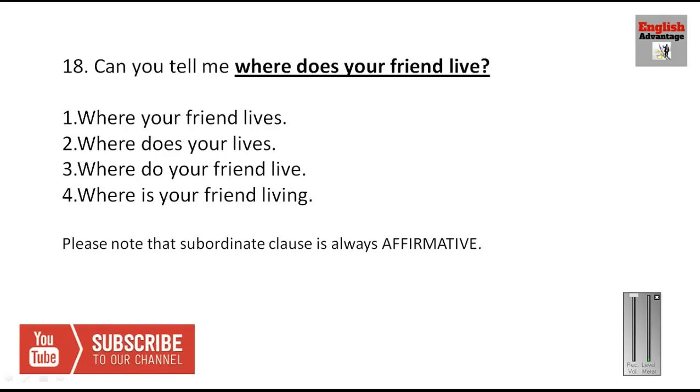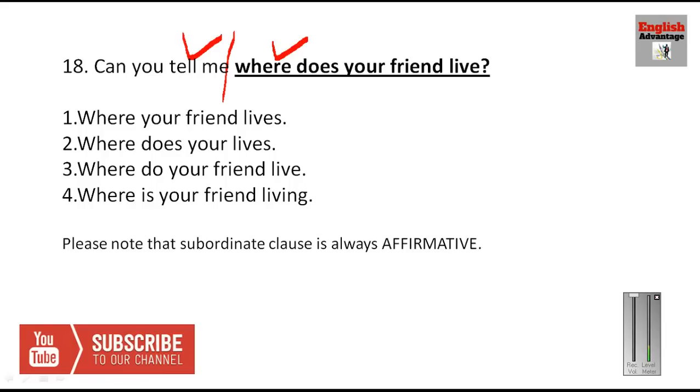Can you tell me where does your friend live? This is also a very important sentence. Just see, this is the main clause and this is the subordinate clause. What is the main clause? Main clause can stand independently. But this subordinate clause, which starts with where, cannot stand independently. If I say where does your friend live, it doesn't make any sense. So that is why this is the main clause and this is the subordinate clause.